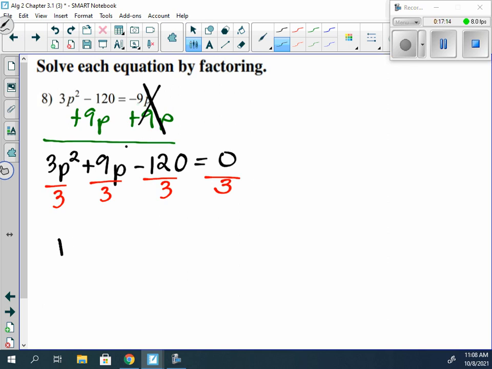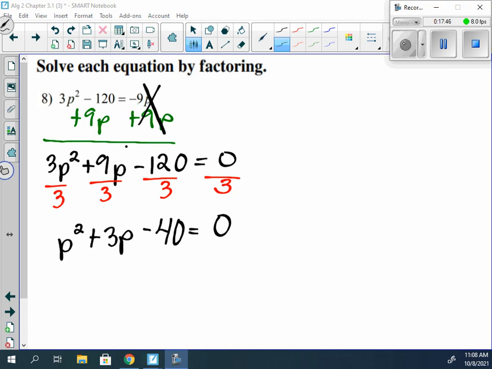So we can divide 3 out of everything. 3p squared divided by 3 is just going to be p squared. 9p divided by 3 is going to be plus 3p. 120 divided by 3 is going to be minus 40 is equal to 0. So if we have a scalar in all of them, we can divide it out. Now, if it's not in all of them, I wouldn't do that, because if I went on and tried to divide again, I might have some fractional answers.